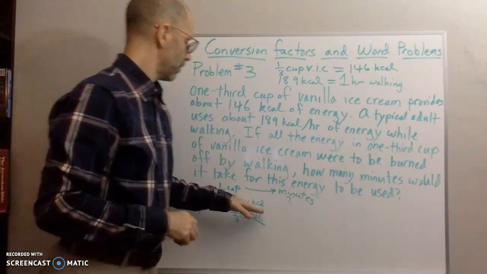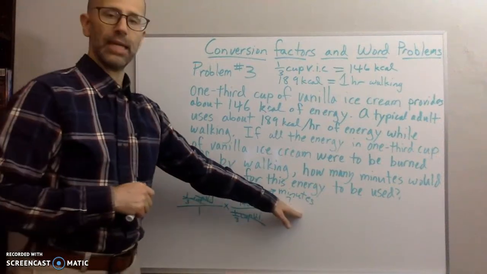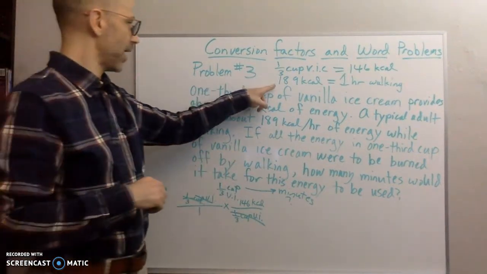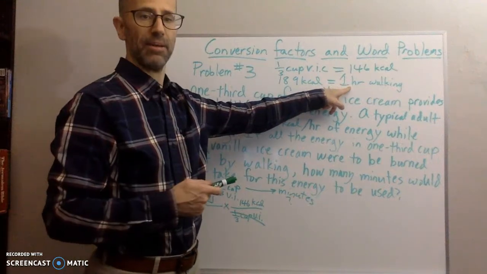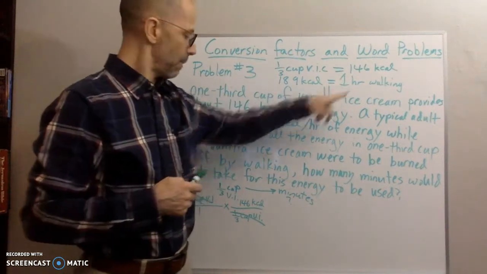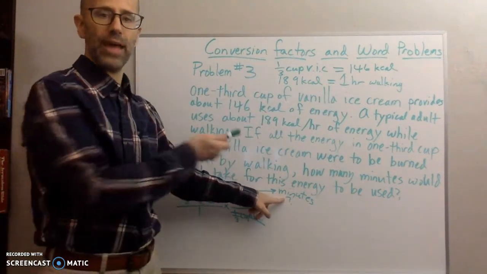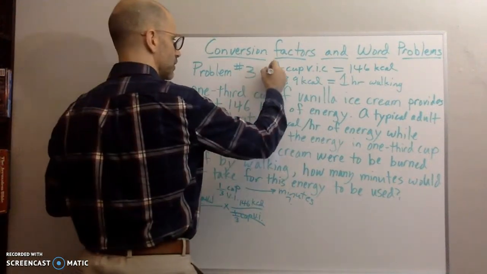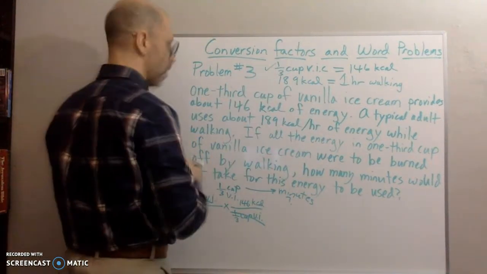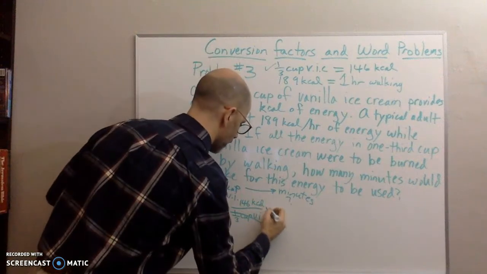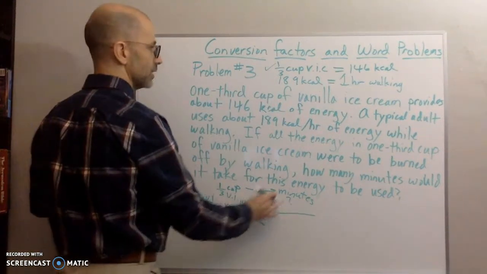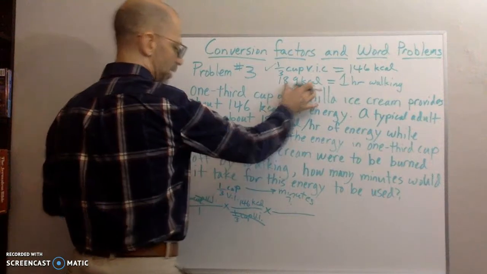So now I need to convert kilocalories. I need minutes, so I'm not done. Now I have kilocalories related to time, but it's in hours. But time is what I need, so that's what I need to do. So I'm going to use this. I'm done with this one. And now I'm going to use the next one. So I've set up my conversion. I have kilocalories on the top. I want kilocalories on the bottom. 189.